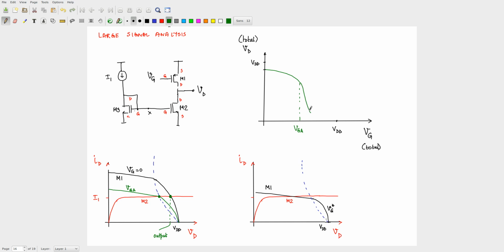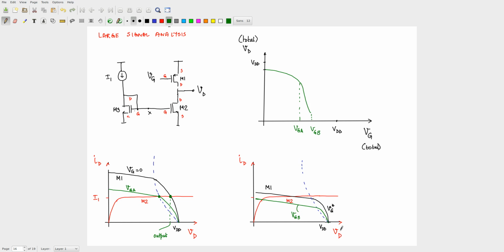Okay, then what happens? What's the next thing that you can figure out? If I further increase my VGA, yes, right? So what will happen? M2 will go into triode. So I'm going to draw that here. Where will it look? So it has to come somewhere here, right? And parallel to that, and then something like this. So this I'll call my VGB.